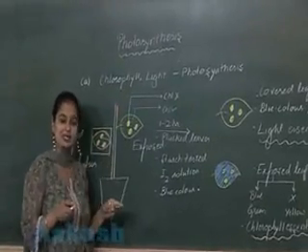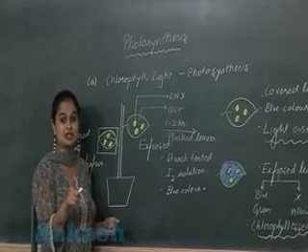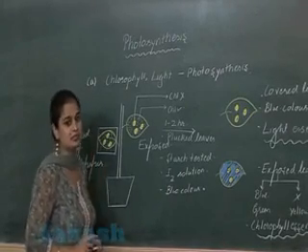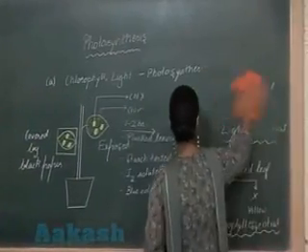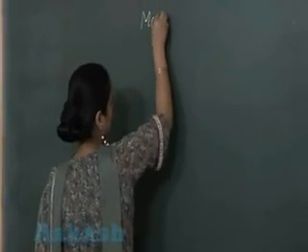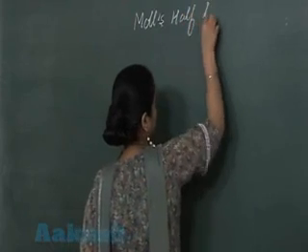Now here I will be discussing one more experiment that will tell the essentiality of carbon dioxide as a raw material for food synthesis. So now to know the essentiality of carbon dioxide for photosynthesis, the experiment which I will be discussing here is Moll's half leaf experiment.